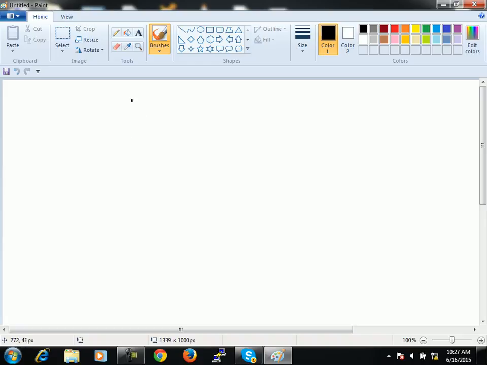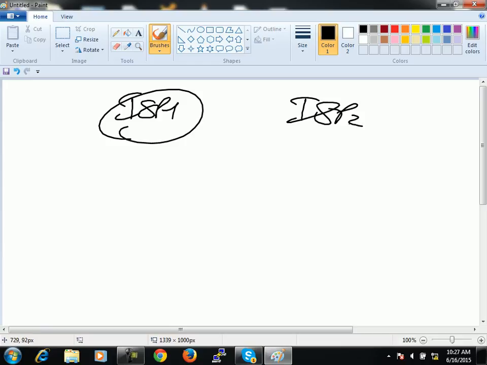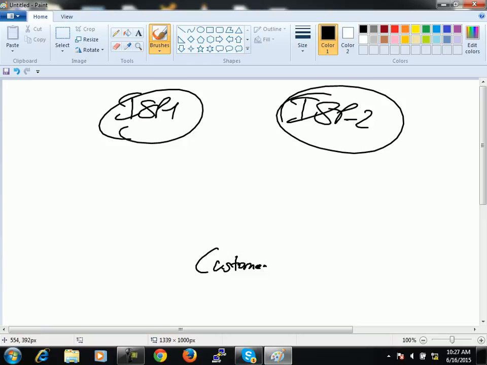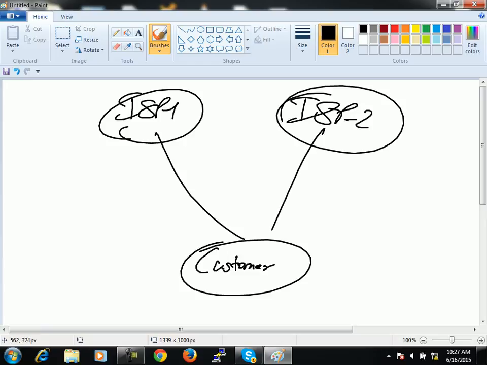In case of single multi-homed, you must have at least two ISPs. Let's say this is ISP1 and this is ISP2. In case of single multi-homed customer, you must have at least two internet service providers, and then the customer must have at least one connection from each ISP. You must have at least two internet connections, and from each ISP you will have only one internet connection, right? Only one connection.